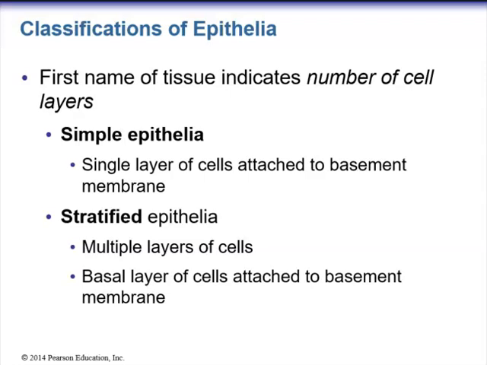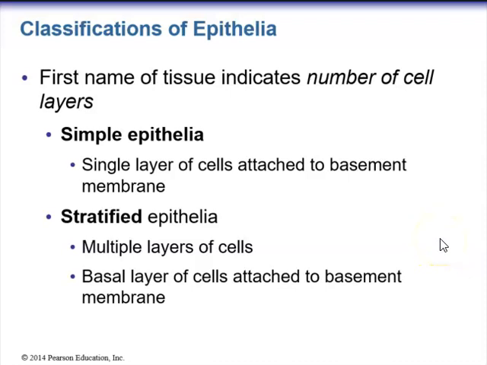When we classify epithelium, we want to start first by looking at specific parameters. For example, first we want to look at the number of layers. The first name of the epithelial tissue indicates the number of cell layers. If there is only a single layer, we classify this type of epithelium as simple epithelia. Simple epithelia is a single layer of cells attached to a basement membrane.